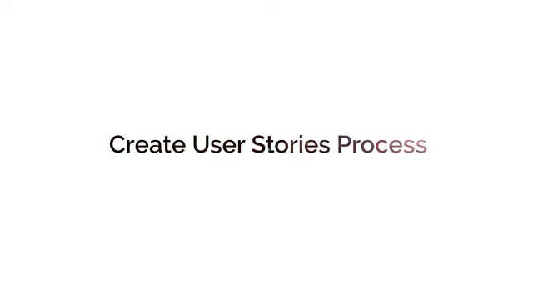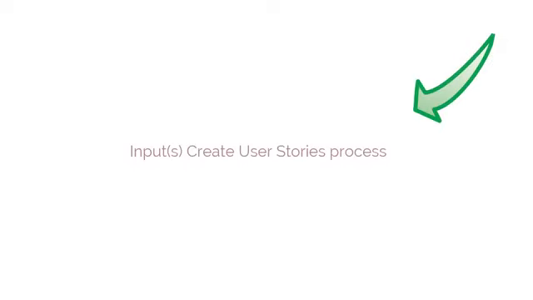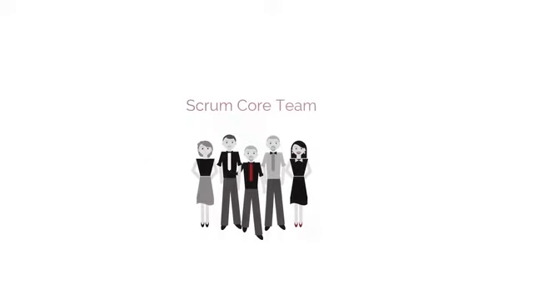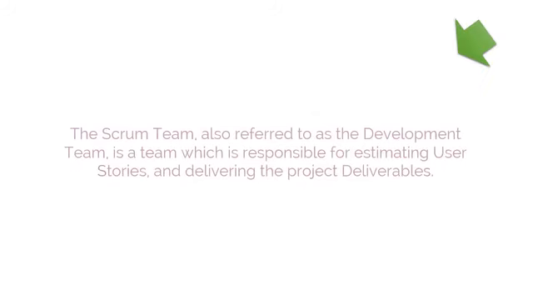Let us now discuss the mandatory inputs, tools, and outputs of the Create User Stories process. The mandatory inputs of this process are Scrum core team, prioritized product backlog, done criteria, and personas. Scrum core team. The Scrum team, also referred to as the development team, is a team which is responsible for estimating user stories and delivering the project deliverables.